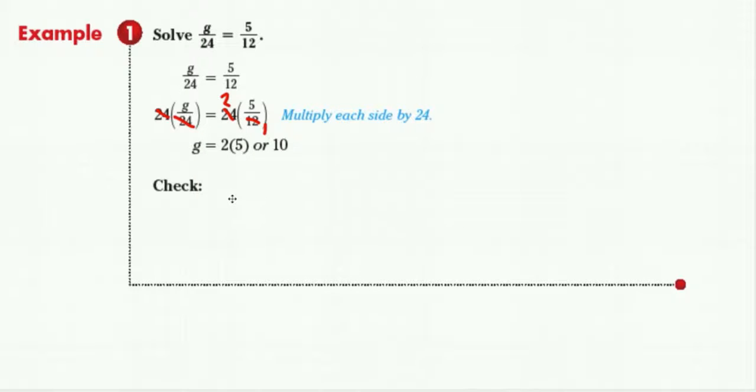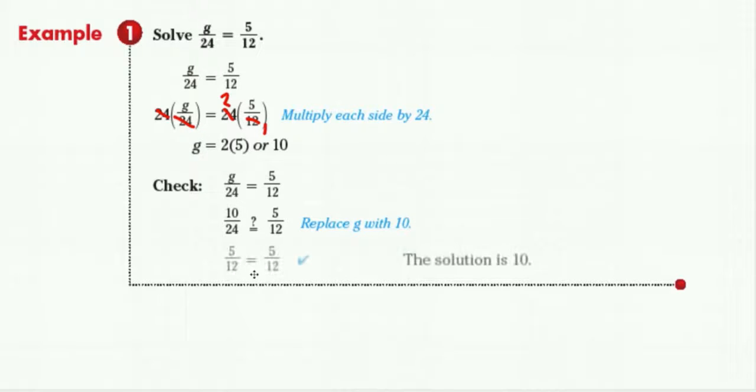Again, to check if our answer makes sense or not, we simply get the original equation and substitute the value of g, which is 10. 10 over 24, is it equal to 5 over 12? And yes, it is. And that means our solution of 10 checks out.